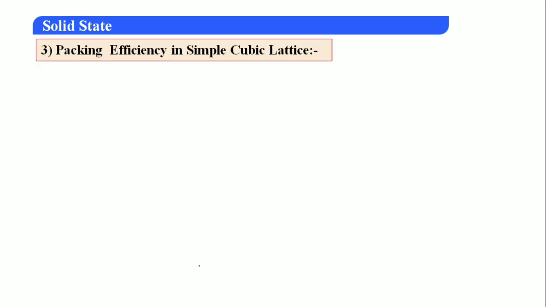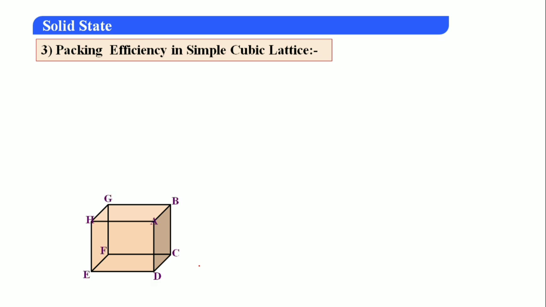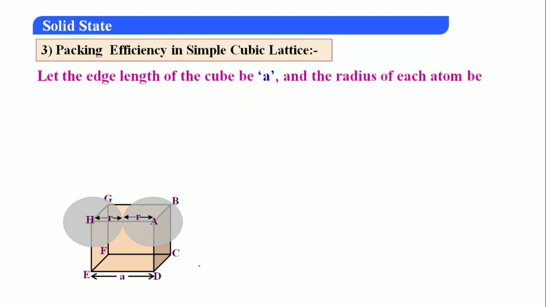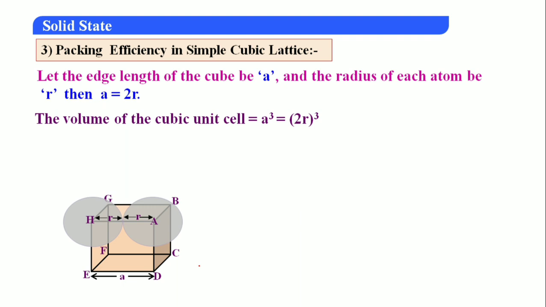Now packing efficiency of the simple cubic lattice is very simple. As the name indicates, simple cube, remember, the atoms touch each other along the edge itself. So see, this edge length is equal to A, so that A is equal to 2R. Directly you can write, the radius of each atom is R, then A is equal to 2R. So the volume of the cubic unit cell is equal to A cube, and here the number of atoms is equal to 1. So A cube is equal to (2R) cube, that is 8R cube.